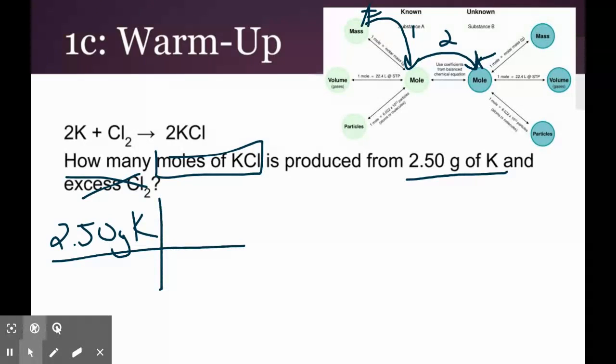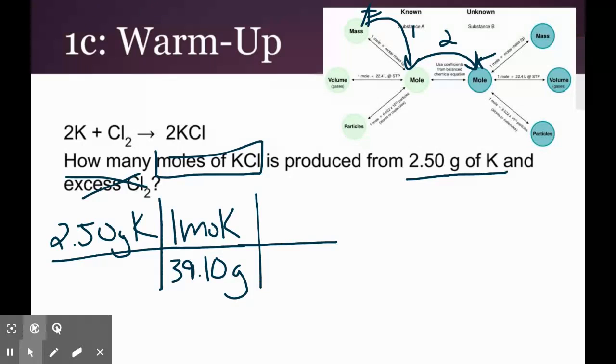And first we want to use the molar mass to go from mass of potassium to moles of potassium. The molar mass of potassium is 39.10 grams in 1 mole. So now we're at moles of potassium.